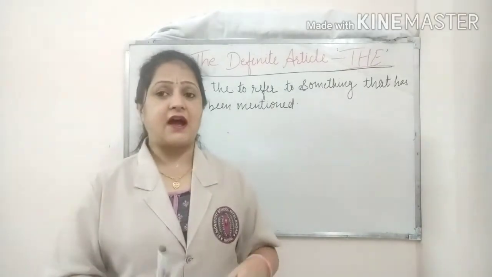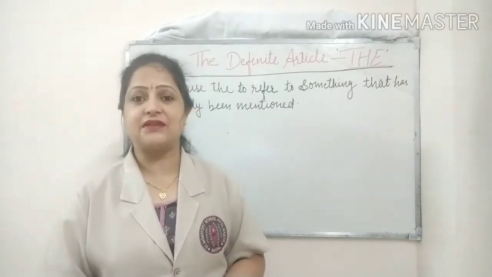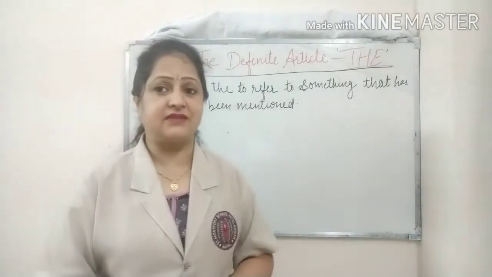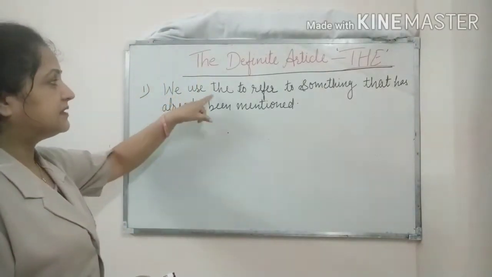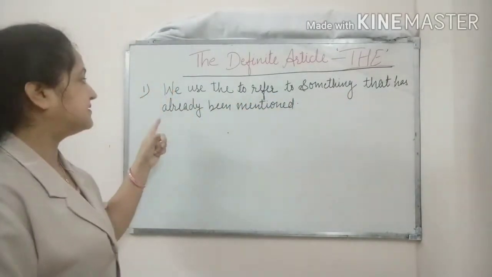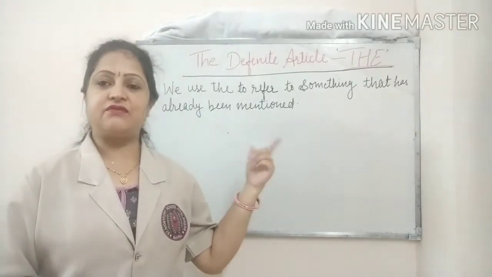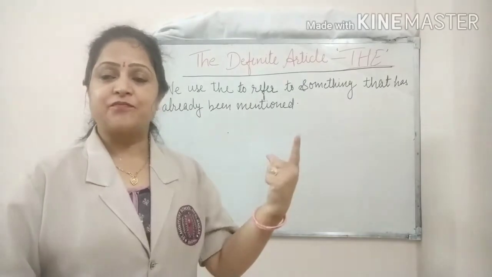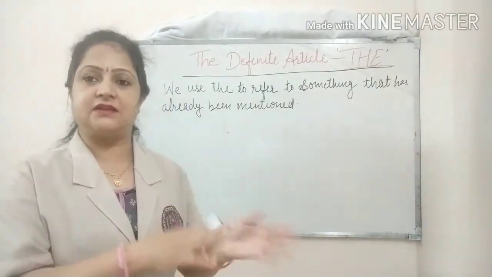So there are many uses of the. We will discuss all these uses one by one. Let's start with the first use of the. The first use of the is we use the to refer to something that has already been mentioned. Whenever we mention a noun in the first sentence, then in the second sentence we use the.